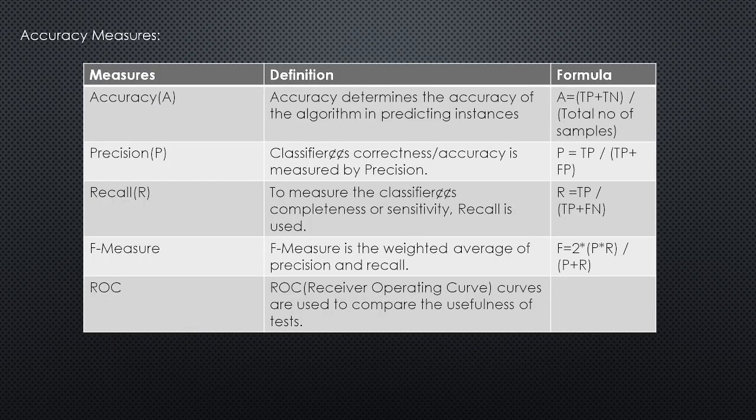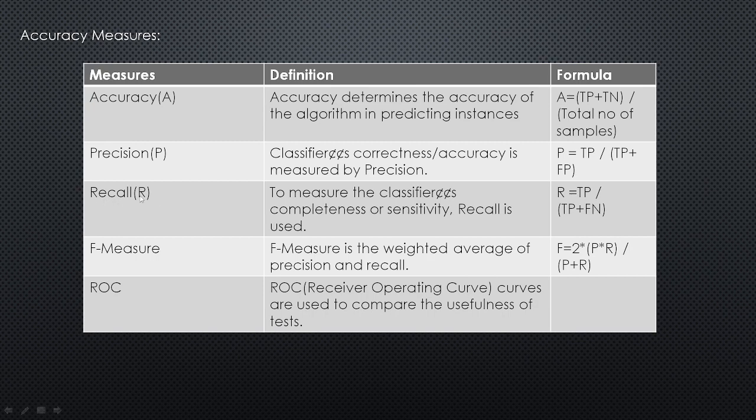And next is accuracy measures. In the major parts, accuracy, which is denoted by A, precision, which is P, recall is R, F measure, and ROC. Accuracy determines the accuracy of the algorithm in predicting instances. The formula is A equals TP plus TN divided by the total number of samples. Precision means P, classifier correctness, is measured by precision. P equals TP divided by TP plus FP.